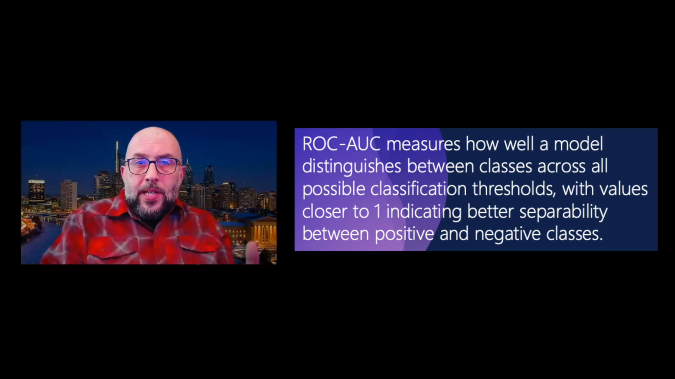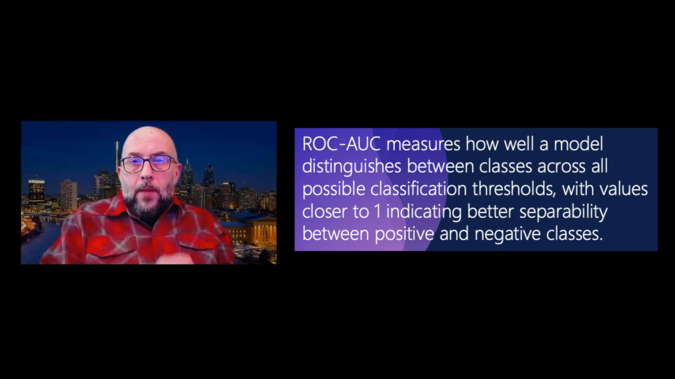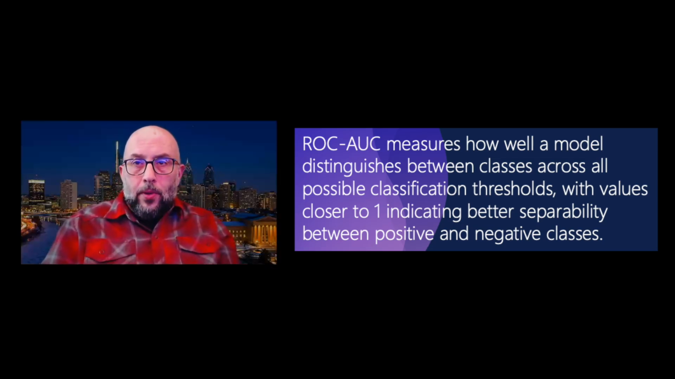An AUC of 0.5 means random guessing, and 1.0 means perfect separation. It's especially valuable in imbalanced data sets because it doesn't depend on any one threshold. In my project, the random forest achieved an AUC around 0.98, which is excellent.